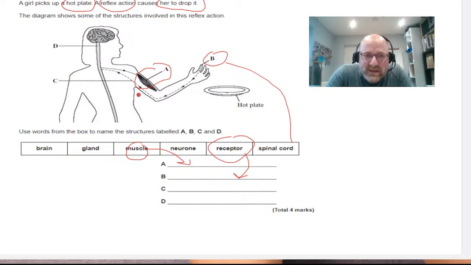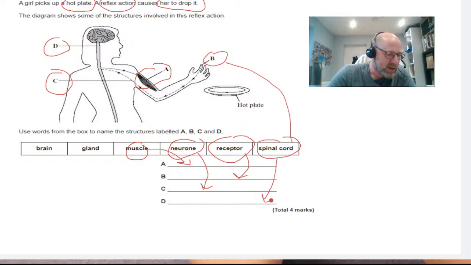C is the sensory neuron. So we're just going neuron as they haven't labeled it as sensory, but it's sensory neuron. And D, what are they? D is your spinal cord, actually. Yeah, central nervous system, spinal cord. Awesome. Well done, guys. Right, let's have a go at another one.